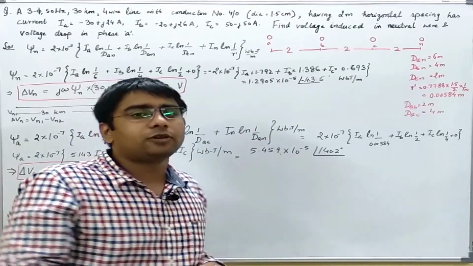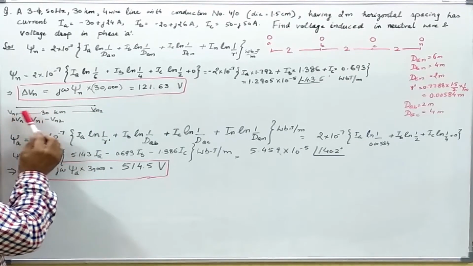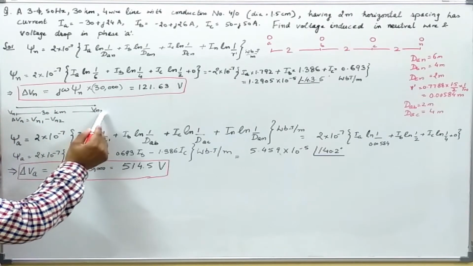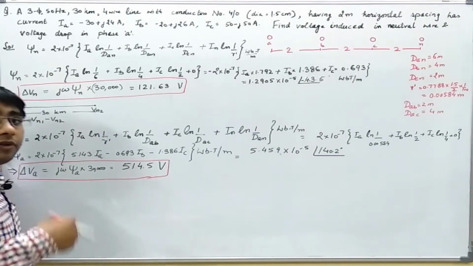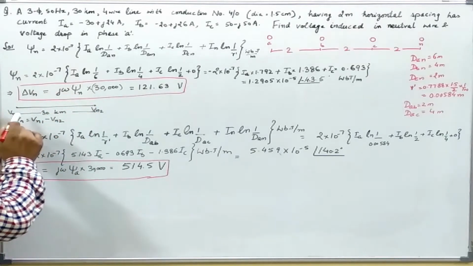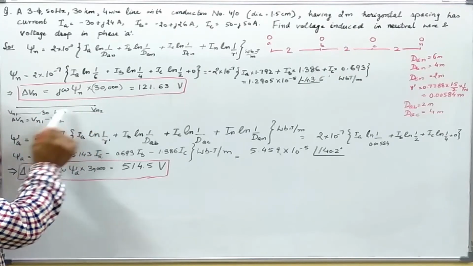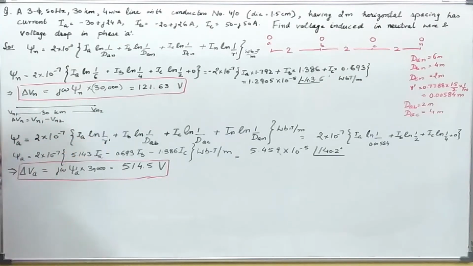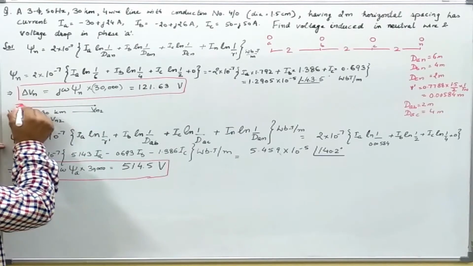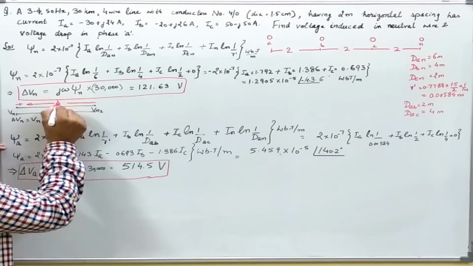voltage drop along the length of the line. That is, let us say this is the line having 30 kilometer length. Let us say here the voltage is Vn1 and at the other point it is Vn2. What we are going to find is the voltage drop along the line. So what will it be? Delta Vn is equal to Vn1 minus Vn2. So delta Vn is simply the voltage drop along the line. This is delta Vn.